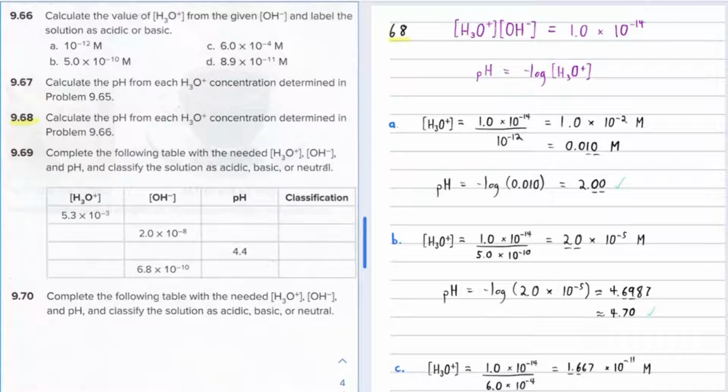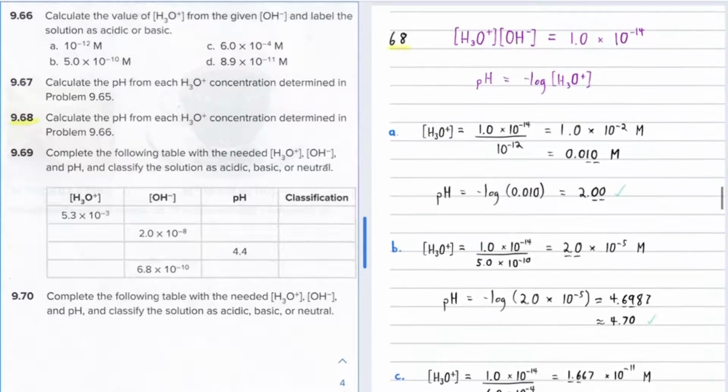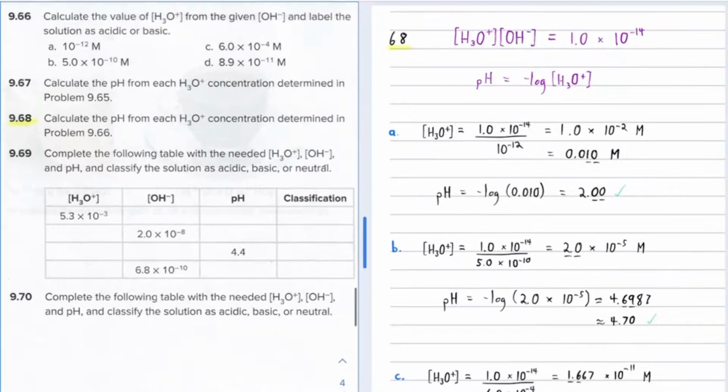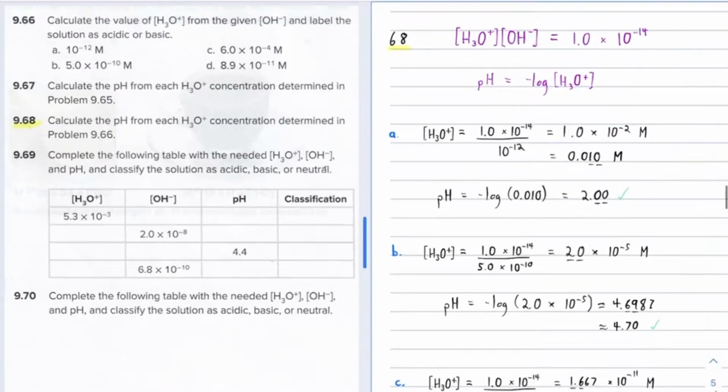So to get the pH from the hydronium ion concentrations that we should have calculated, we're going to need these two equations. First of all, we need to calculate the hydronium ion concentration given the hydroxide ion concentrations in the problem. So here's the equation we use. And then once we have the hydronium ion concentration, we plug it into the pH equation to get the pH.